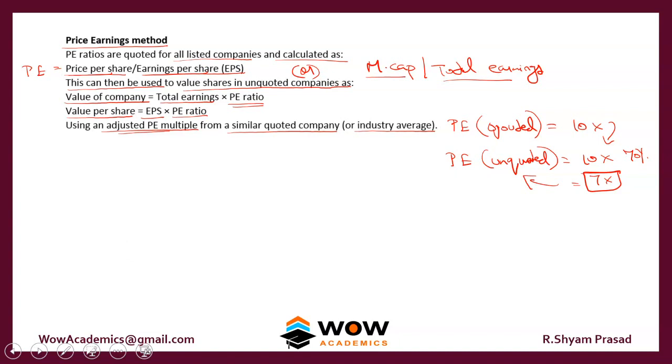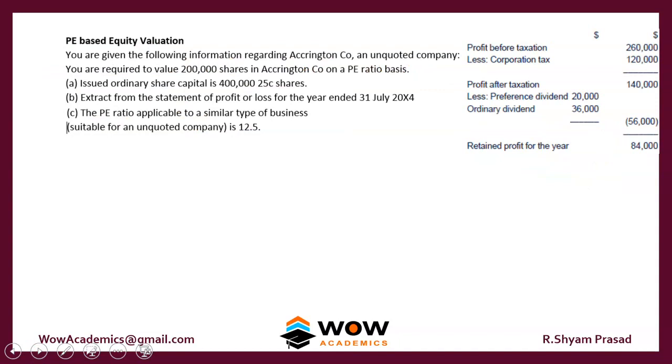We'll start with the problem. So we have a problem here. You are given the following information regarding Accrington Co., an unquoted company. Okay, so it's not being traded in the market. You are required to value 2 lakh shares in Accrington Co. on a PE basis. The total number of shares issued is 4 lakh shares at 25 cents. So the number of shares is given, not the value.